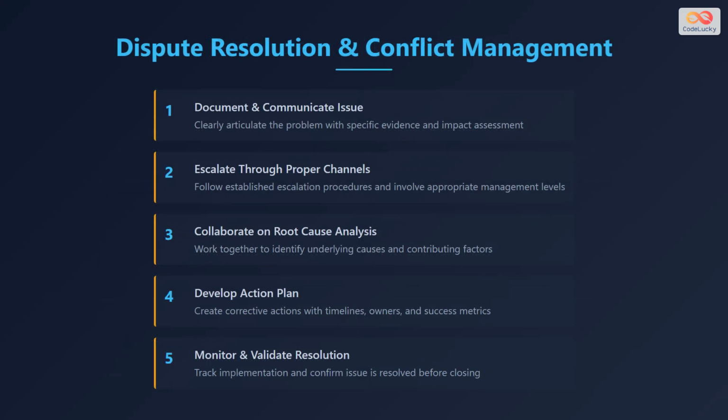Start by documenting the issue clearly with specific evidence and impact assessment. Then escalate through proper channels following your established procedures. Work toward a mutually beneficial solution through negotiation. If needed, involve third-party mediation. Finally, implement preventive measures to avoid similar conflicts in the future.